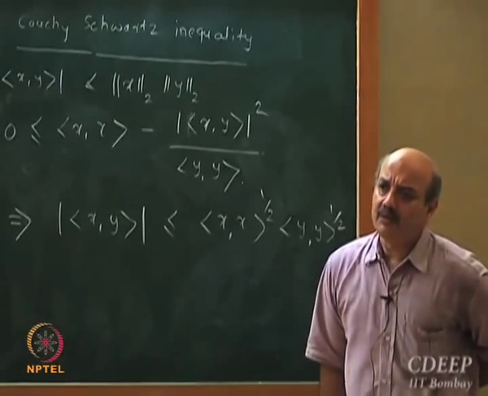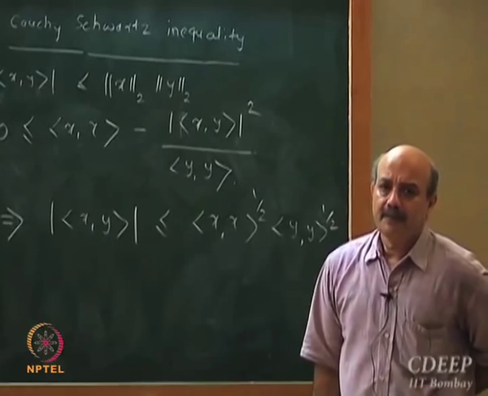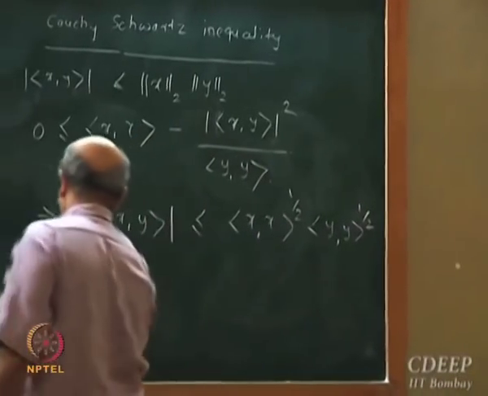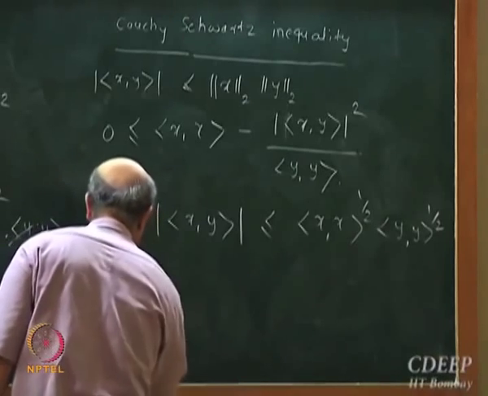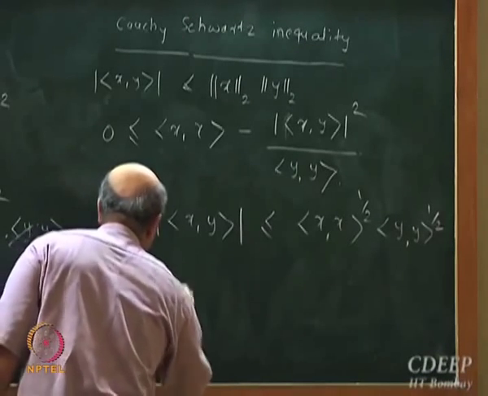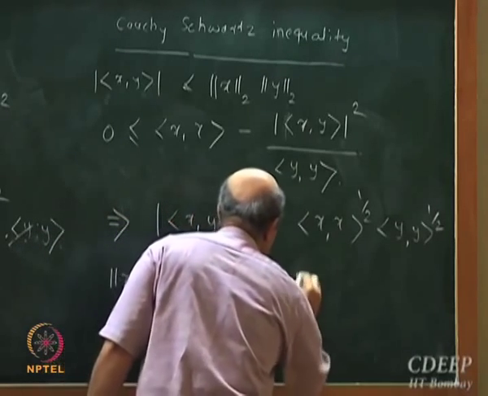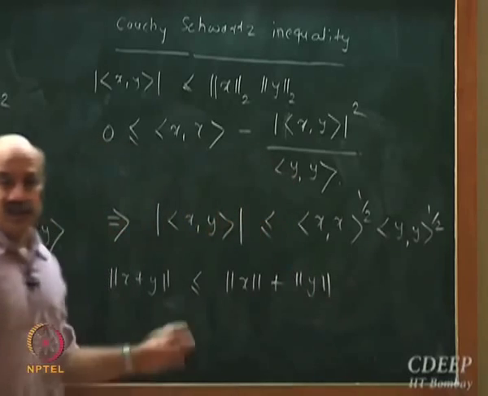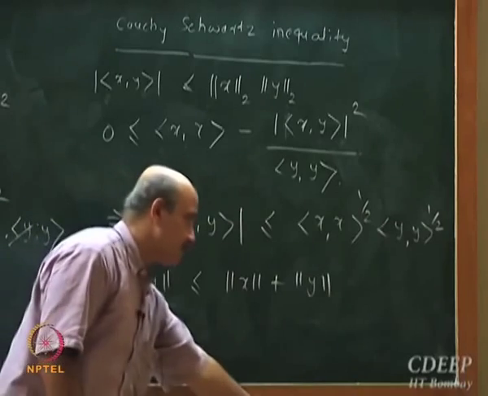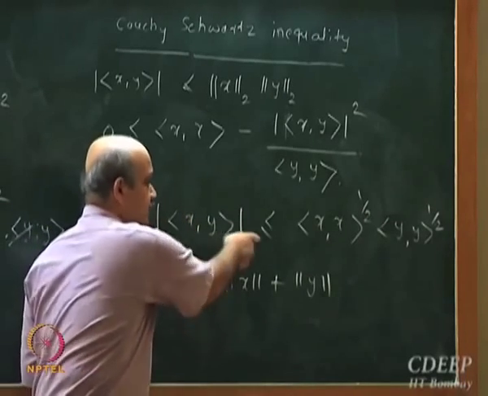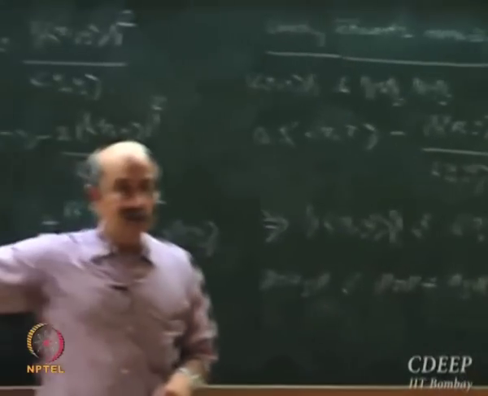How will you prove the triangle inequality now? What is the triangle inequality? So the triangle inequality should be in terms of the norm. We want to prove that norm of x plus y is less than or equal to norm x plus norm y. We want to prove this inequality finally, and I want to use this result. This is the Cauchy-Schwarz inequality. This is a generalization of this result. Okay.